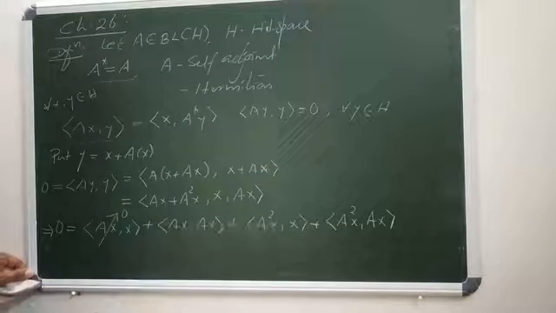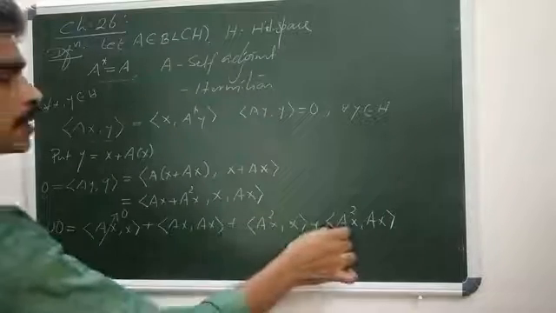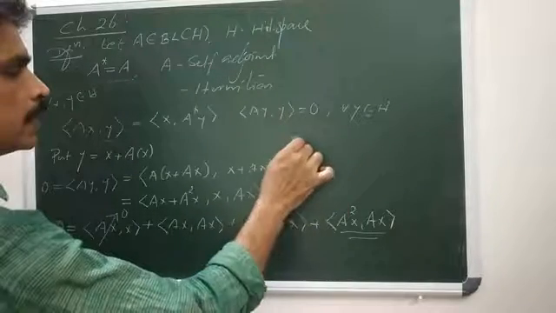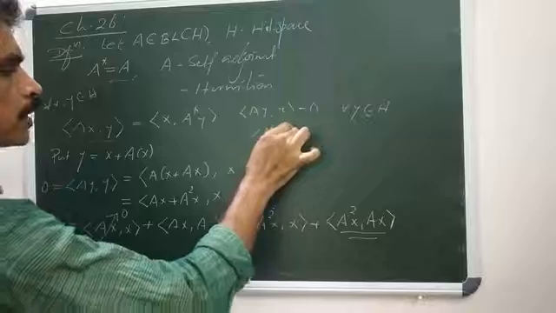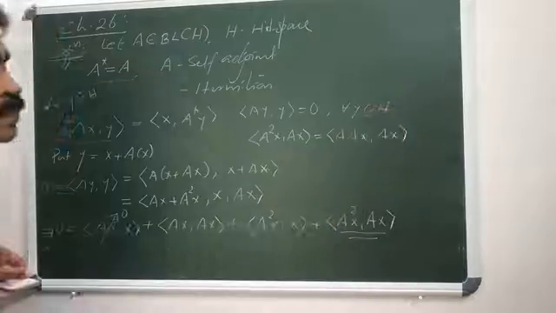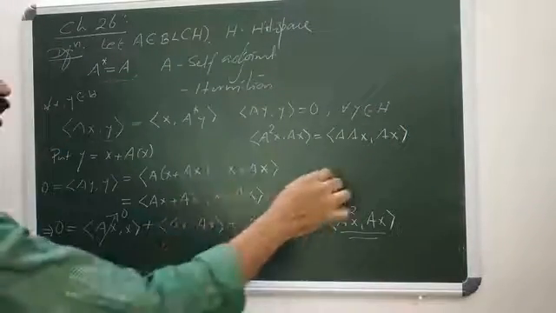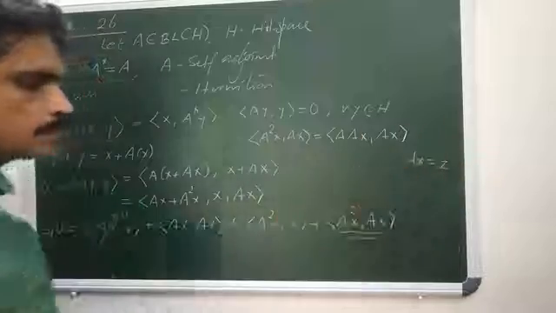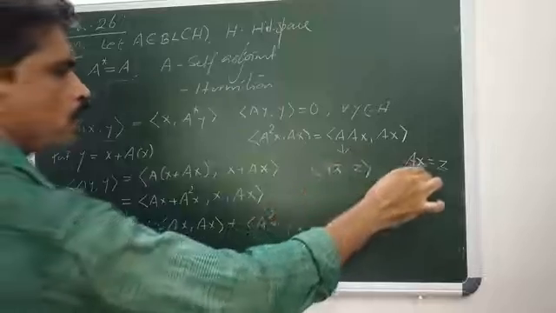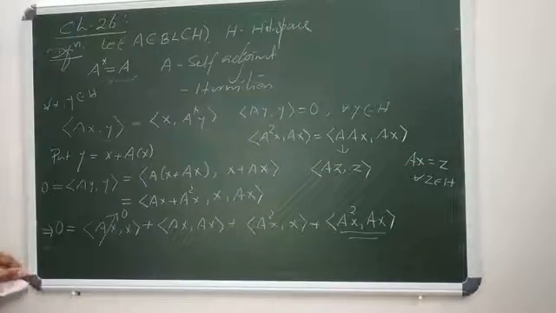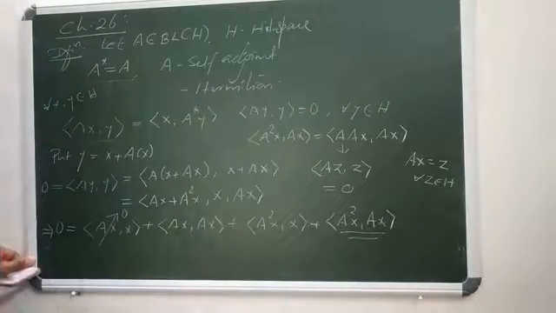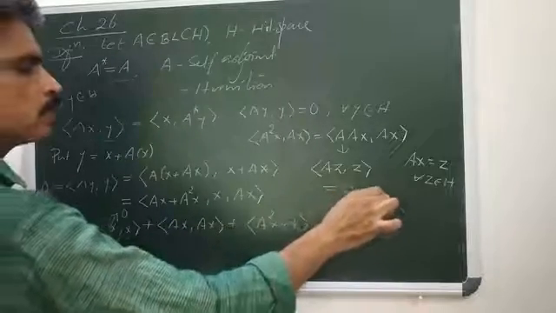Now what is the inner product (A squared x, Ax)? Consider it separately. This is nothing but the inner product (A(Ax), Ax). Put Ax equals z. So this becomes the inner product (Az, z). Since x is in H, Ax is also in H, so z is in H. Since the inner product (Ay, y) equals 0, the inner product (Az, z) equals 0, so this also goes to 0.